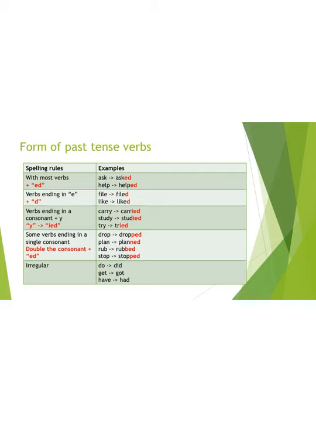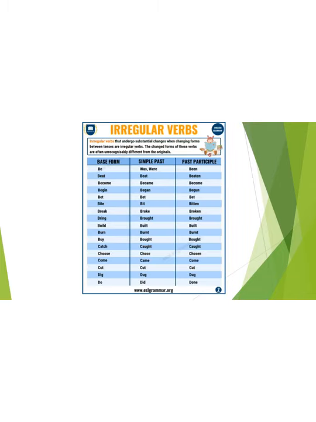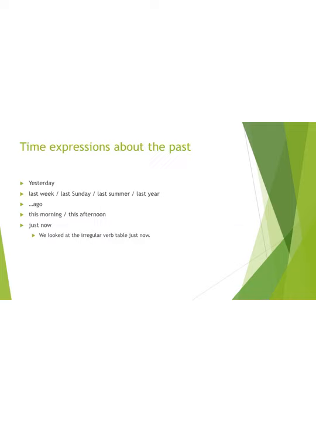And of course, we have a lot of irregular verbs. So here, you can see some of the common irregular verbs. Usually when we use past tense, we have some time expressions about the past. For example, yesterday, last week, a few minutes ago, this morning or this afternoon, and just now. For example, we looked at the irregular verb table just now.